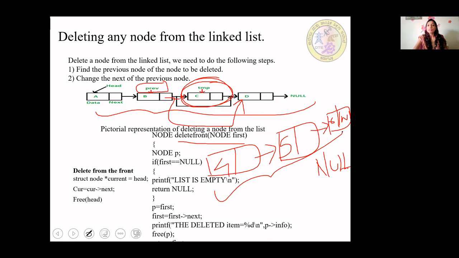Which one do you want to delete? If delete from front, which will you delete? Can anyone tell? Delete from front means which node will get deleted?